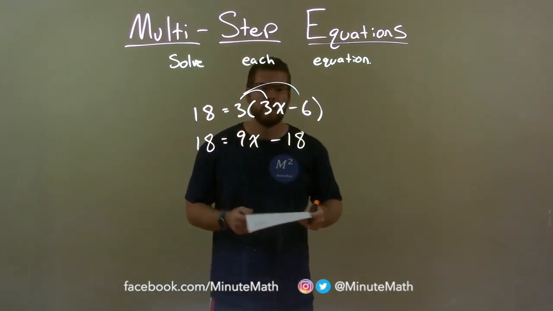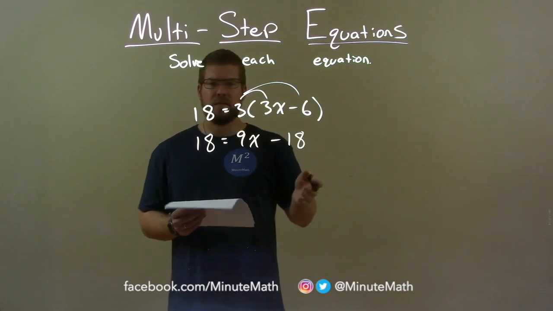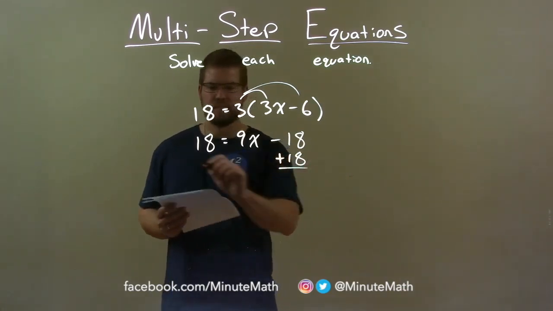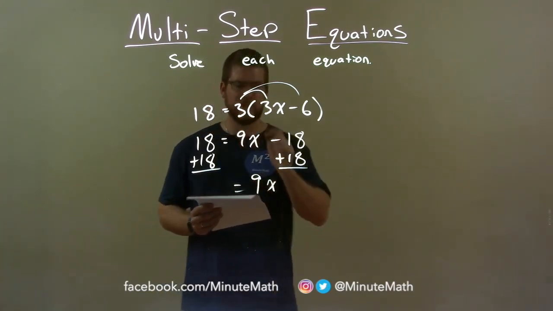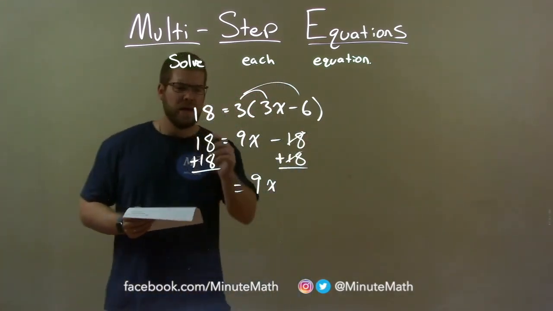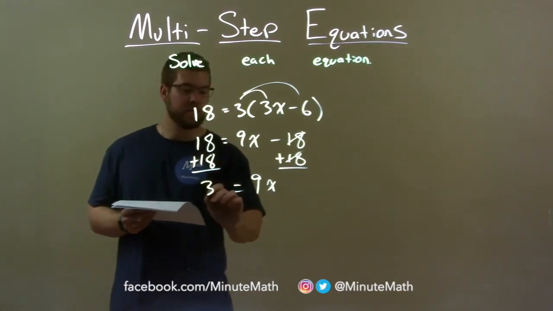All right. Now my next step is, well, if I subtract 18, I'm going to add an 18 to both sides. This helps get x by itself, so it gives me 9x on the right. Remember, 18's cancel. And 18 plus 18 is a 36.